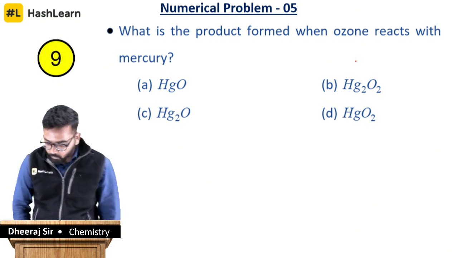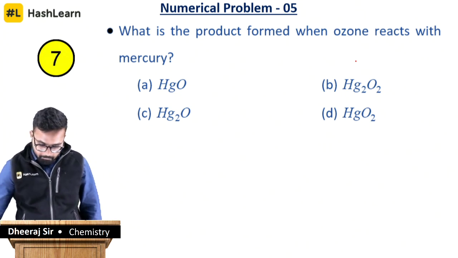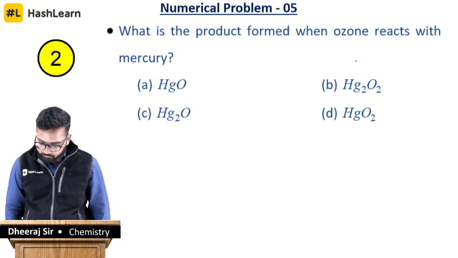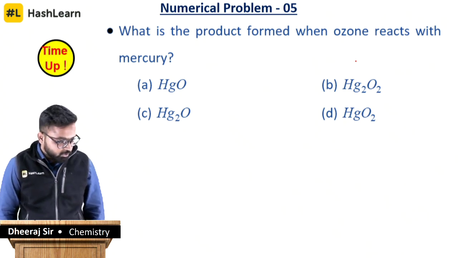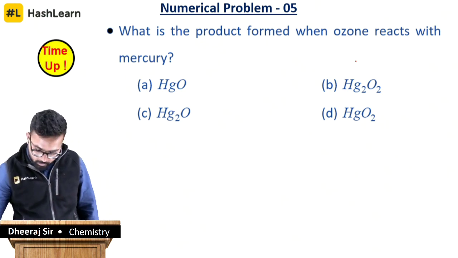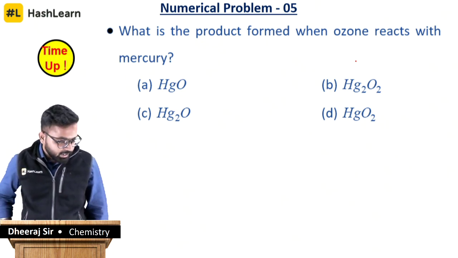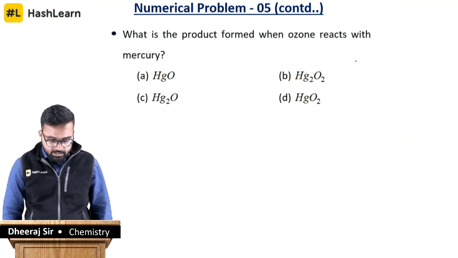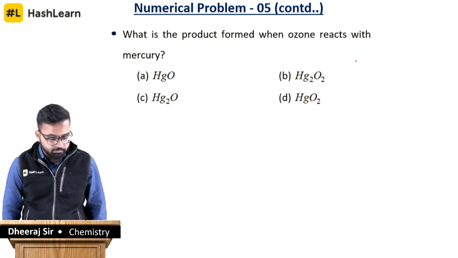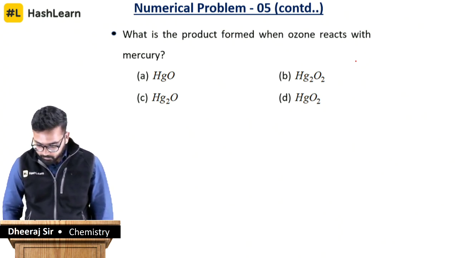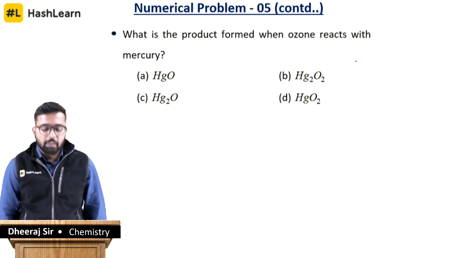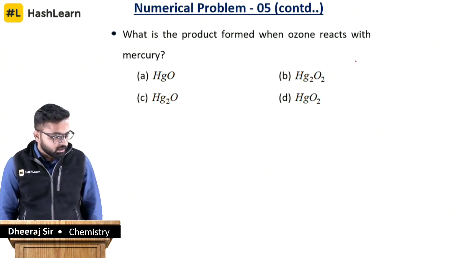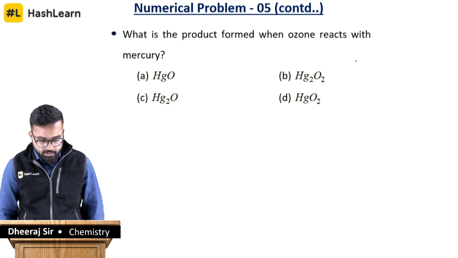What is the product formed when ozone reacts with mercury? Yogesh and Peru both say it is C. Riya also says it is C. Okay, let's give people a couple more seconds. We can afford those, no problem. Preeti says it's D and Sakshi says it's C. Ozone is trying to react with metallic mercury. So what is it going to be? Sakshi and Shika say it's C.